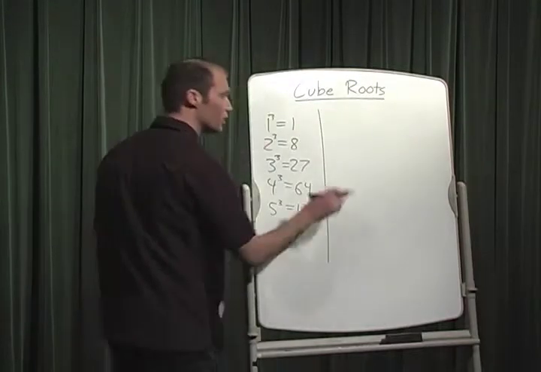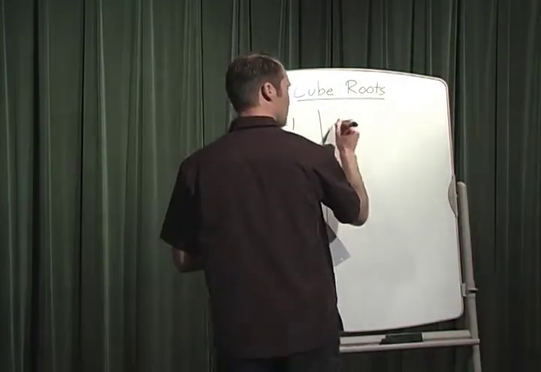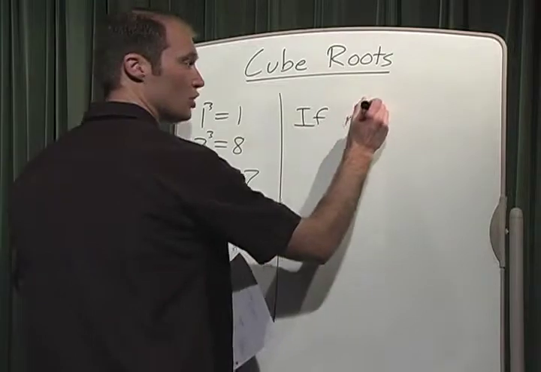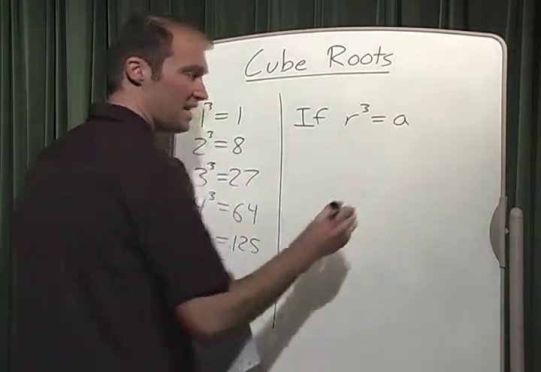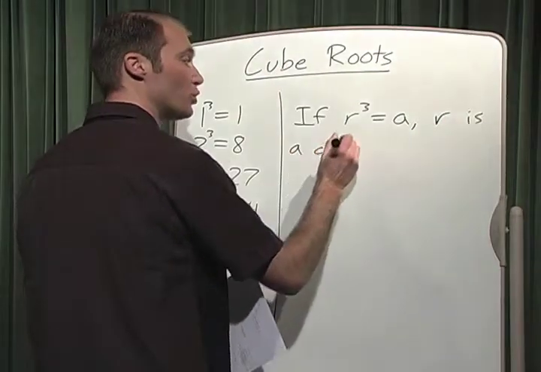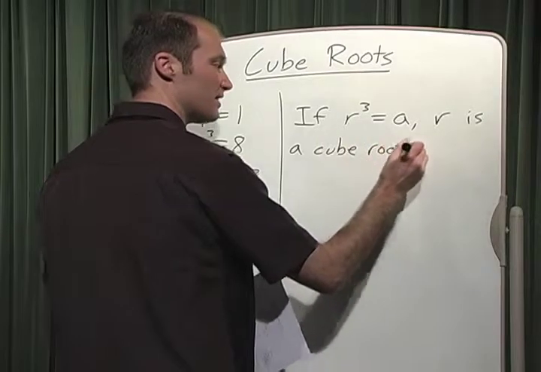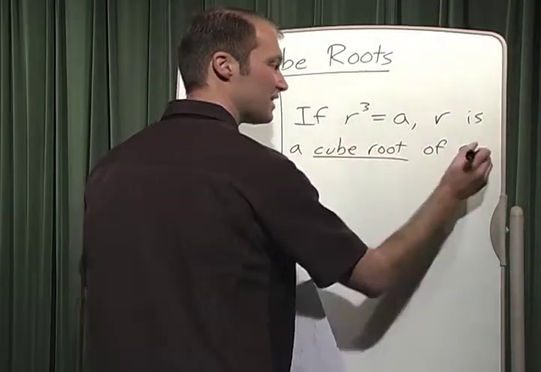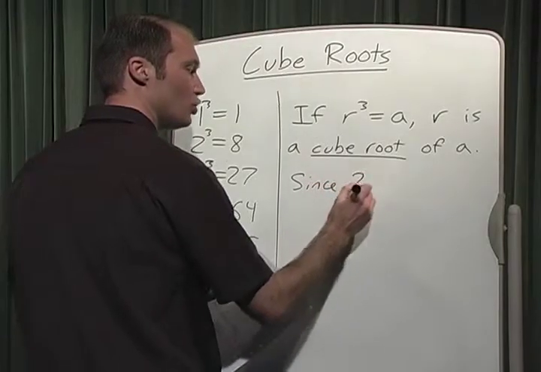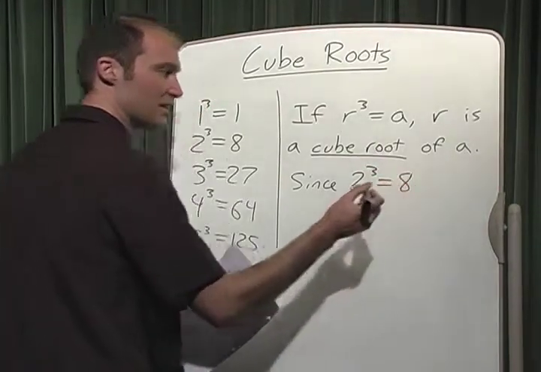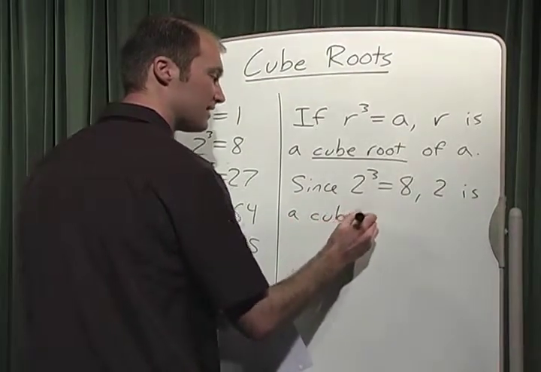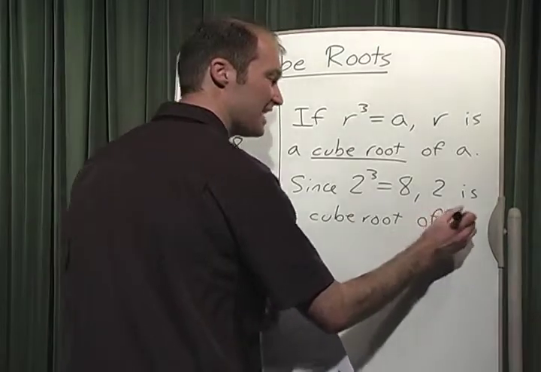Let me go ahead and put it over here on this side of the board. Let's suppose that I have some number, r. If it turns out that r cubed is equal to a, then we say that r is a cube root of a. So for instance, since 2 cubed is equal to 8, this means that 2 is a cube root of 8.